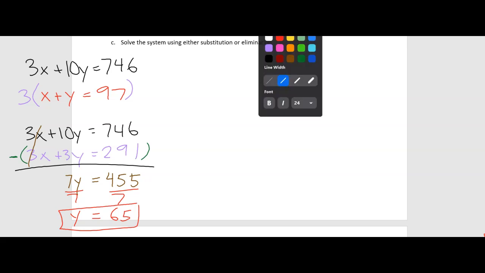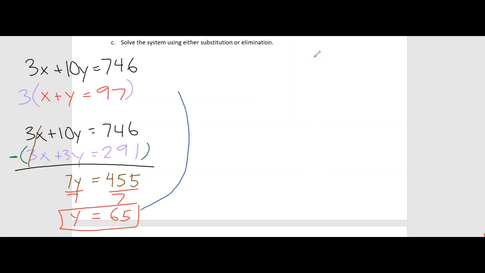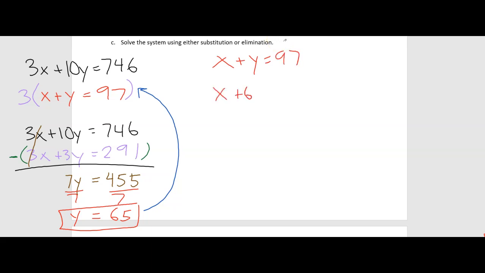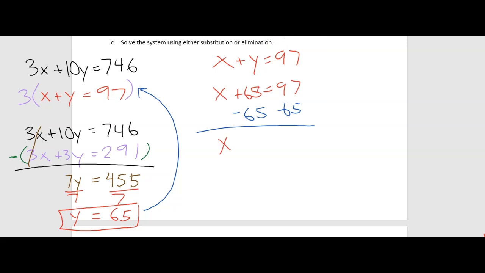Last thing to do, well, for just solving, is substitute that y back into one of the equations. It's actually going to be much easier to do it in the second one. So x plus y equals 97. Instead of y, I get 65, so I get x plus 65 is equal to 97. Subtract 65 from both sides. And we're going to get x is equal to 32.